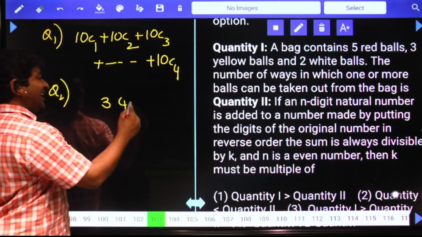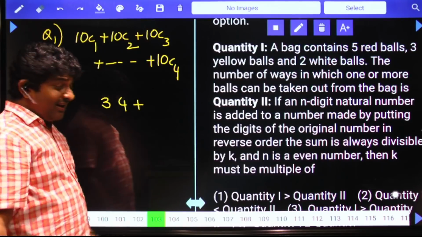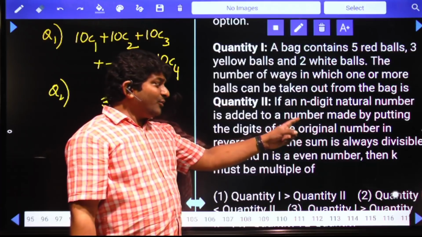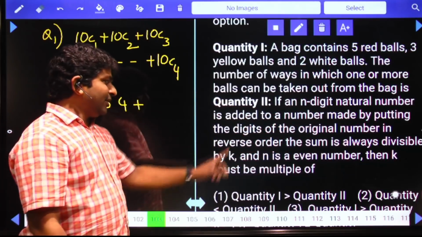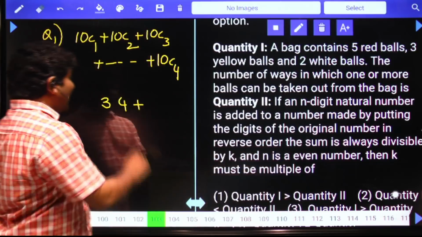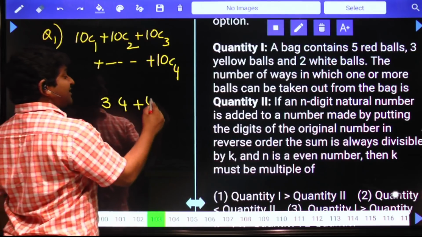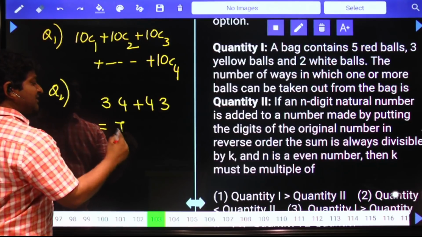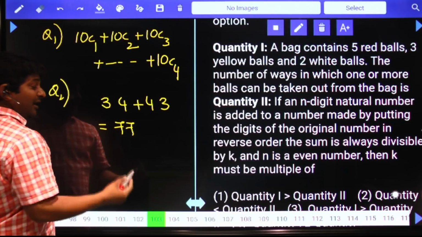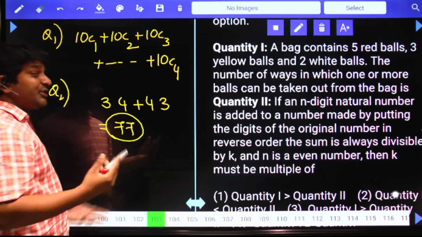This is added to a number which is obtained by reversing the order. So reversing 34 gives 43. This value is equal to 77. Now this is divisible by which number?